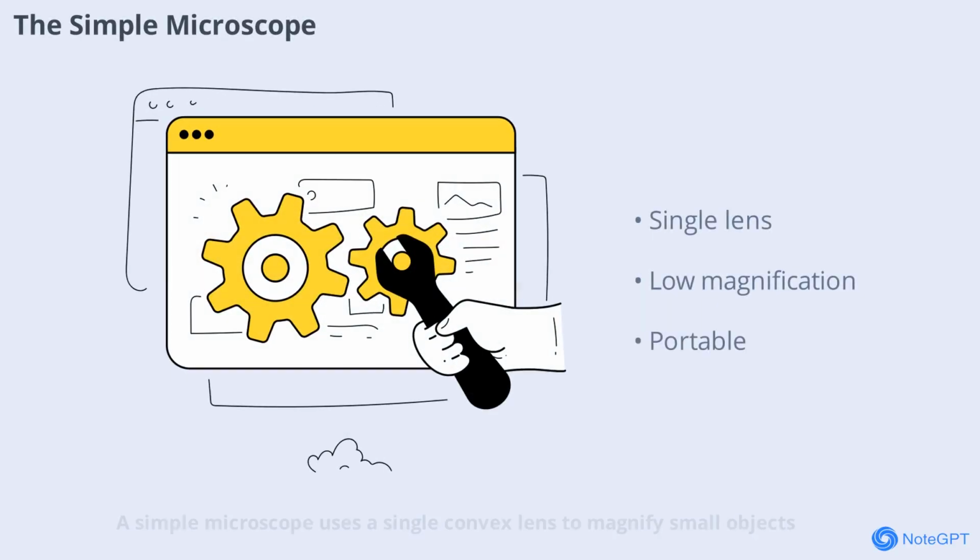A simple microscope uses a single convex lens to magnify small objects. Unlike the compound microscope, it offers lower magnification but is easy to use and portable. Simple microscopes are often used in classrooms and laboratories for quick observations.